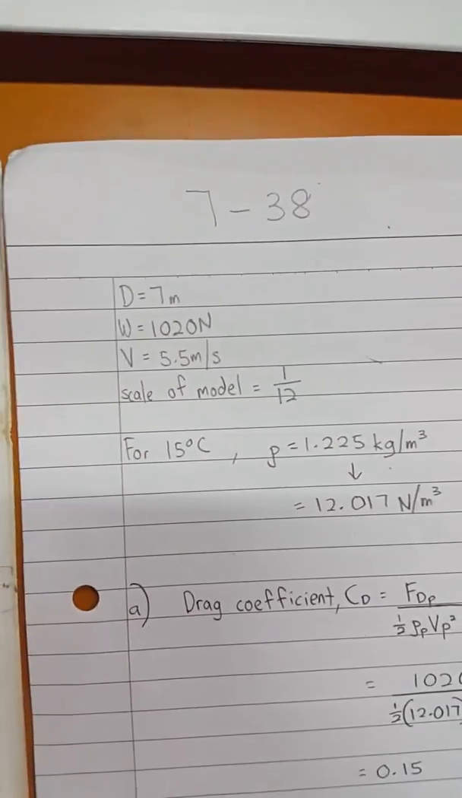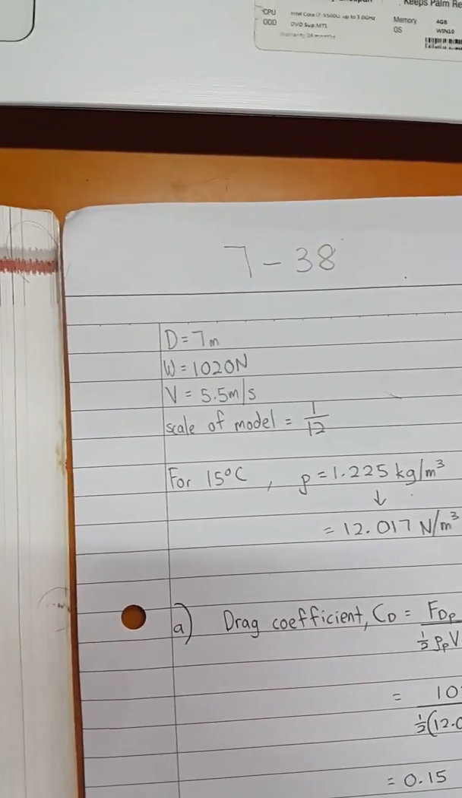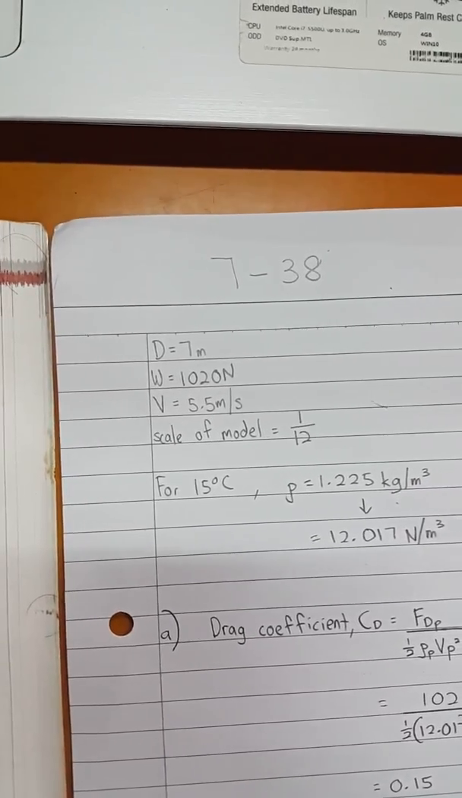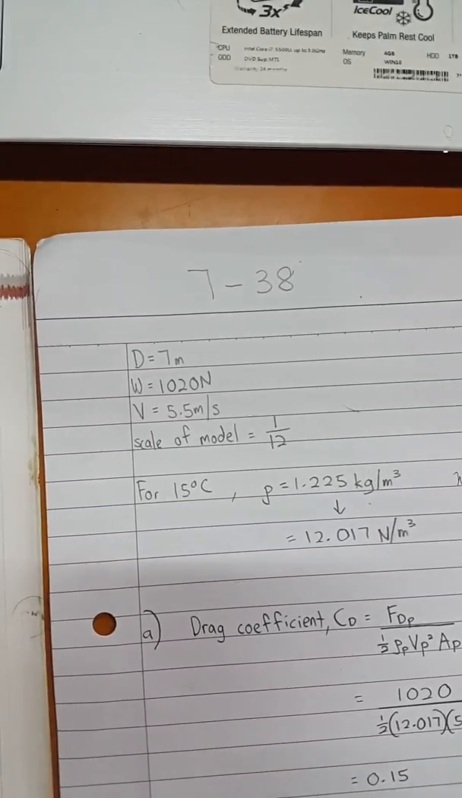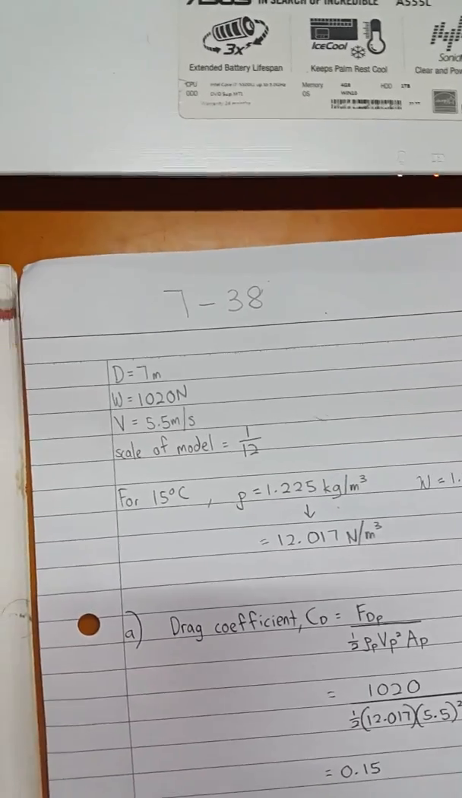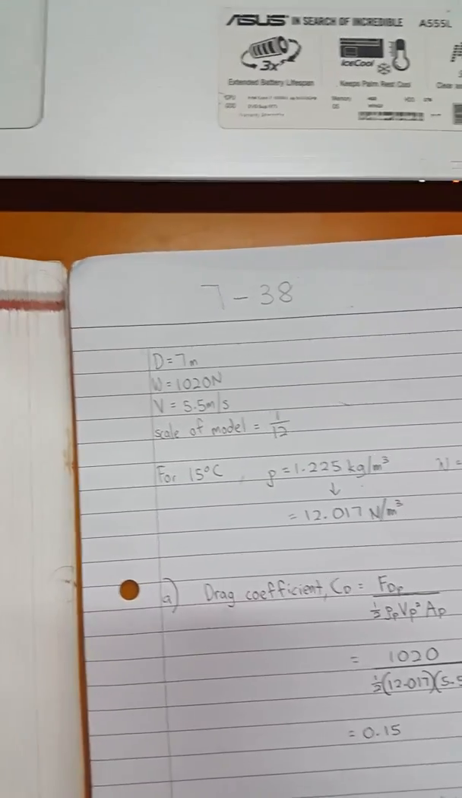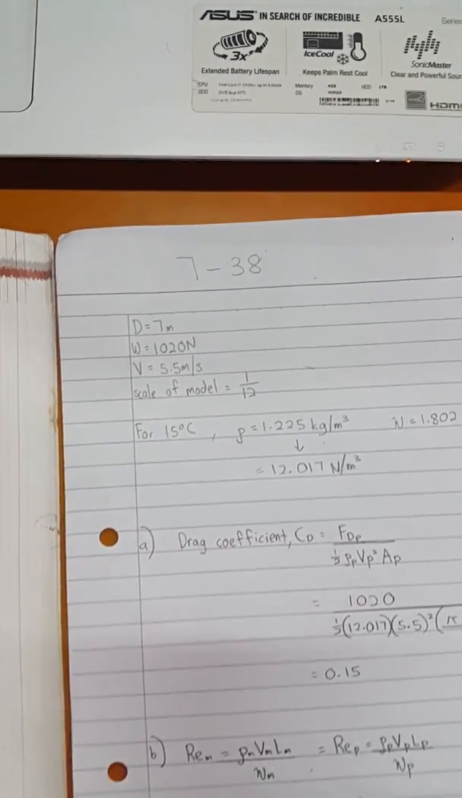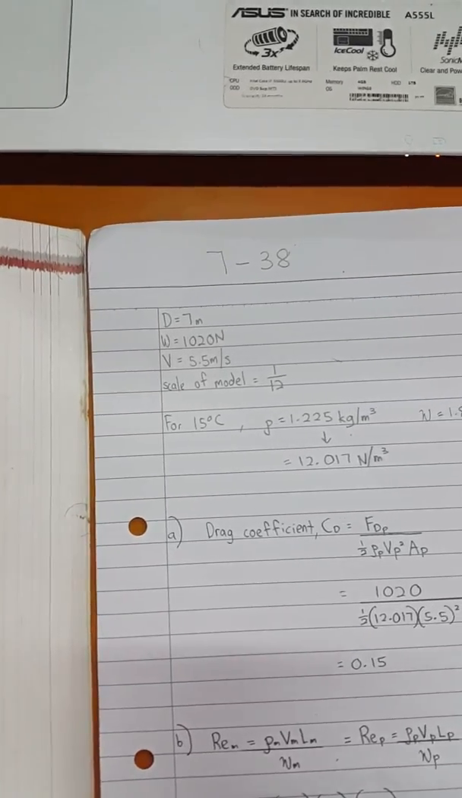Okay, so first of all, the given details are: the diameter equals 7 meters, the weight equals 1020 Newtons, the velocity equals 5.5 meters per second, and the scale of the model compared to the prototype is 1/12, and the given temperature is 15 degrees Celsius.